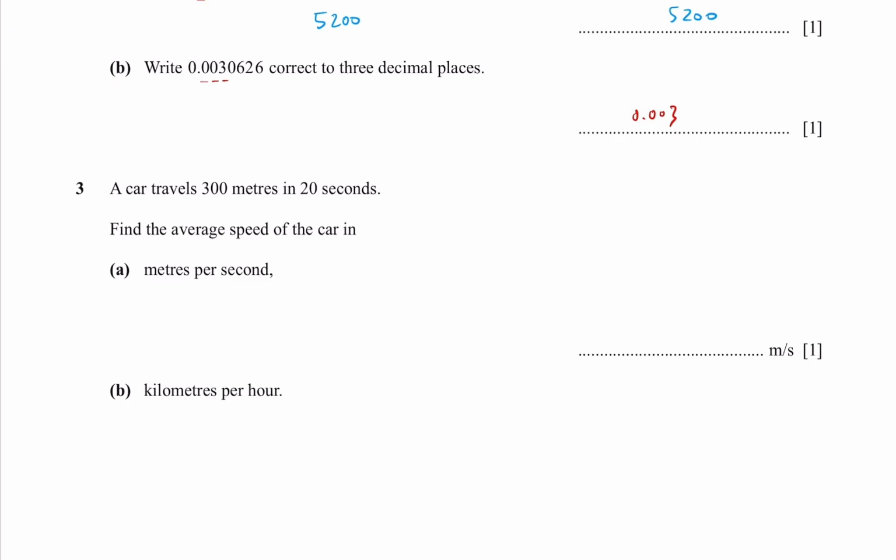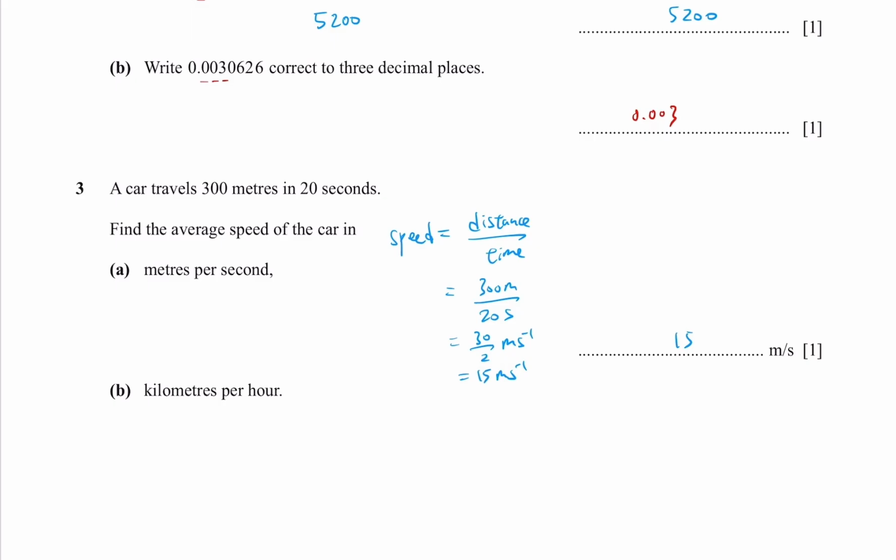Question number 3. A car travels 300 meters in 20 seconds. Find the average speed in meter per second. So first, the formula: speed is equal to distance over time. Now the distance is 300 meters, and the time is 20 seconds, which is just 30 divided by 2 meter per second, which is just 15 meter per second. So the answer is 15 meter per second.